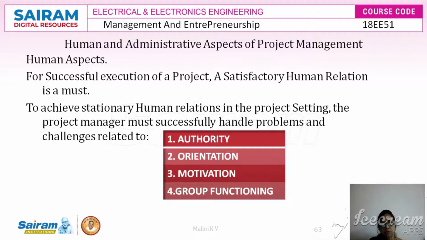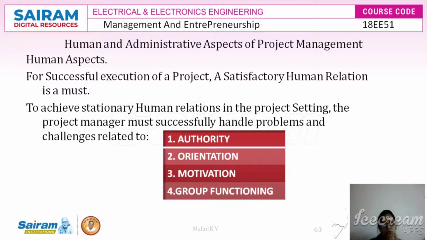So for the successful implementation of the project, a satisfactory human relationship between the top management, middle management and lower management is a must. To work in a team, there should be a chemistry which is going to make success come with the hard work that is done by the team. So to achieve this human relationship in the project setting, the project manager has to work with the team, and has to understand the limitations of each and every human being involved in the particular task with the team, and has to handle the problems and challenges in a very successful manner.